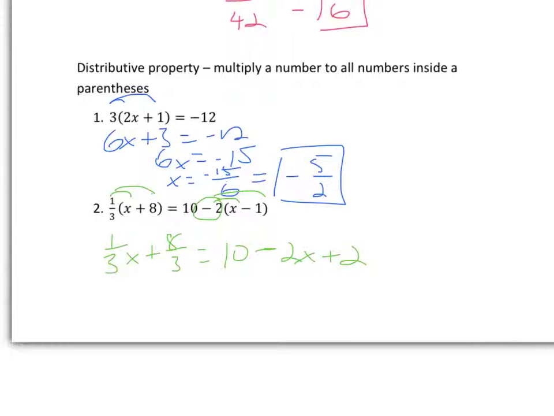Get all the x's to one side and all the numbers to the other side, so we'll add 2x and subtract 8/3. The 2x's go away, those go away. We're left with 6/3 x plus 1/3 x, which is 7/3 x, equal to 10 plus 2, which is 12, minus 8/3. That's 36/3 minus 8/3, which puts you at 28/3.